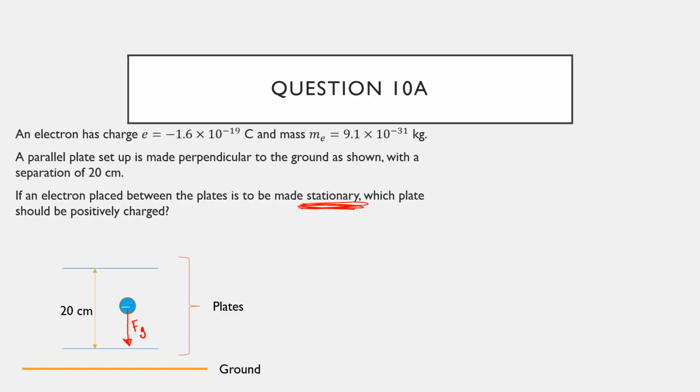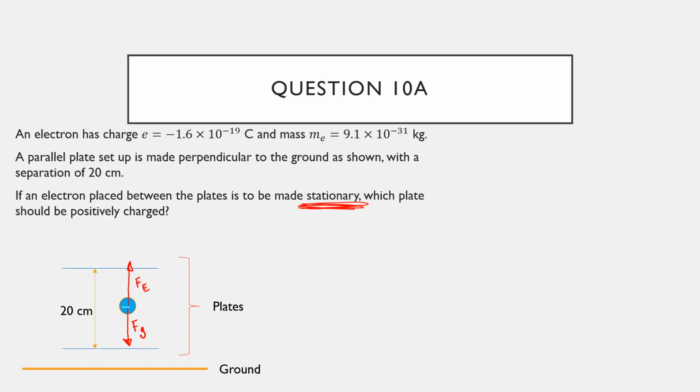Okay, so there's got to be a force pulling the electron up this way, and that force is actually going to be the electric force. Now we've got to think, in what possible scenario is this electron going to be forced with the electric force in the upwards direction?